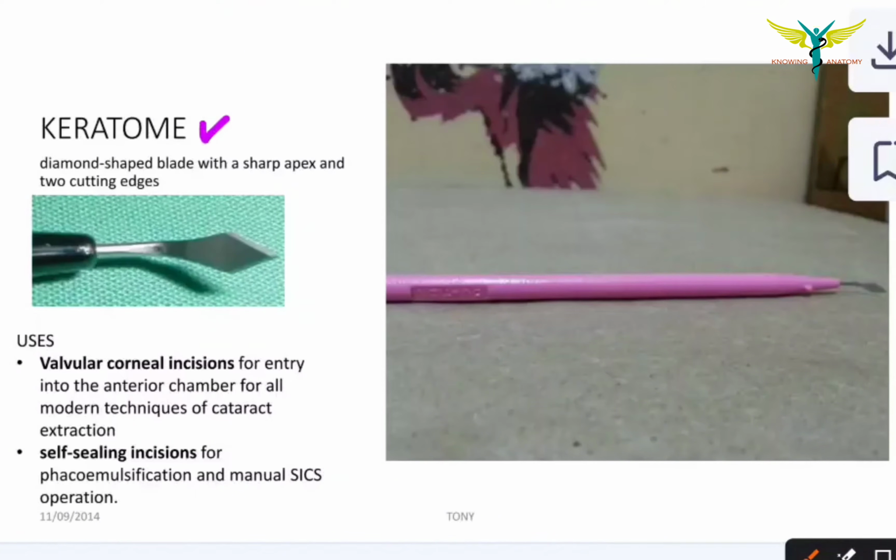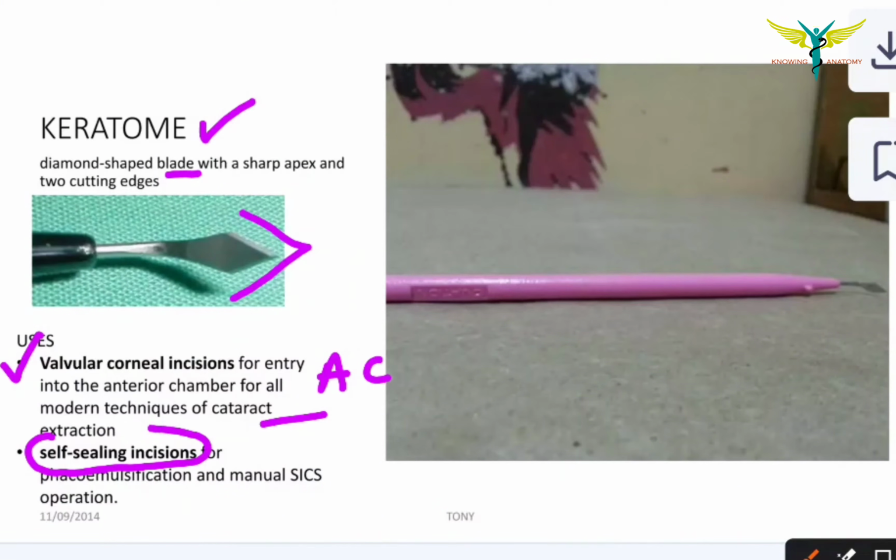Next, the keratome. The keratome is a diamond-shaped blade with a sharp apex and it has two cutting ends. It is used in valvular corneal incisions for entry into the anterior chamber for all the modern cataract surgeries, and this keratome makes self-sealing incisions for phacoemulsification and also in manual small incision cataract surgery. So remember, a blade which has two sharp cutting edges is a keratome.